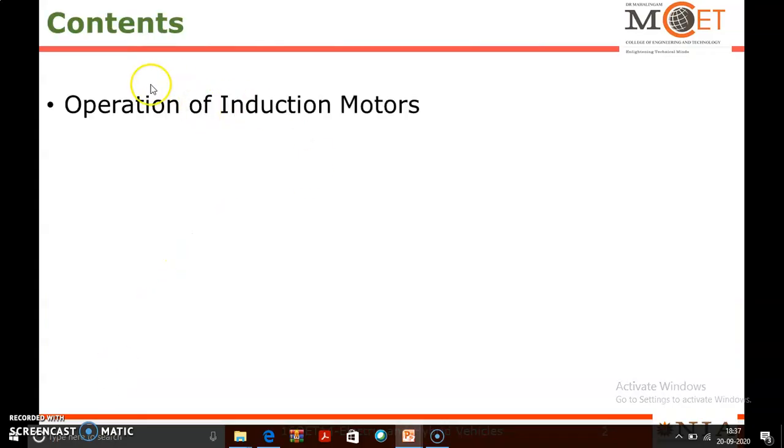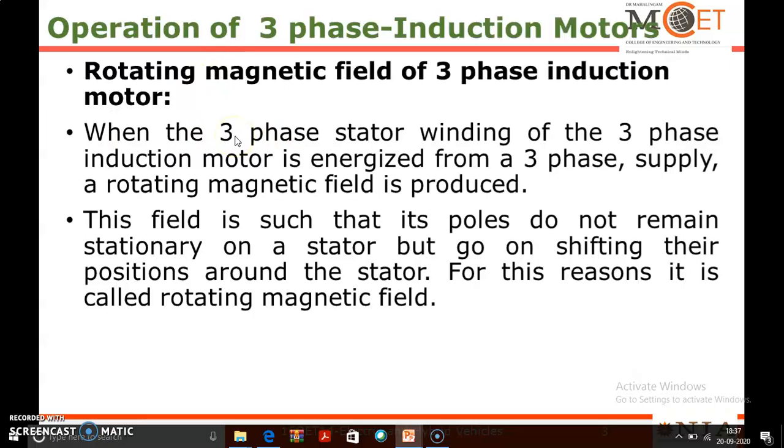The content of today's presentation is associated with the operation of an induction type motor. So, the operation of the three-phase induction motor. The main essence in the operation of the three-phase induction motor is that whenever the three-phase AC supply is given to the stator windings of the induction motor, a rotating magnetic field is developed from the stator winding. The stator winding is stationary only, but the magnetic field developed from the stator winding is rotating in nature, at the synchronous speed.